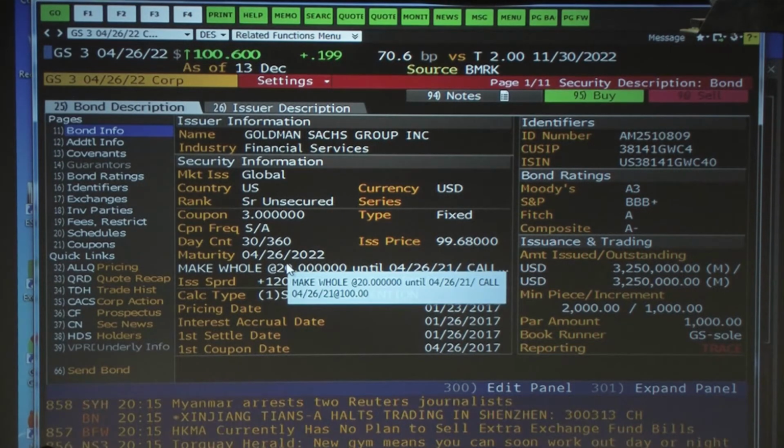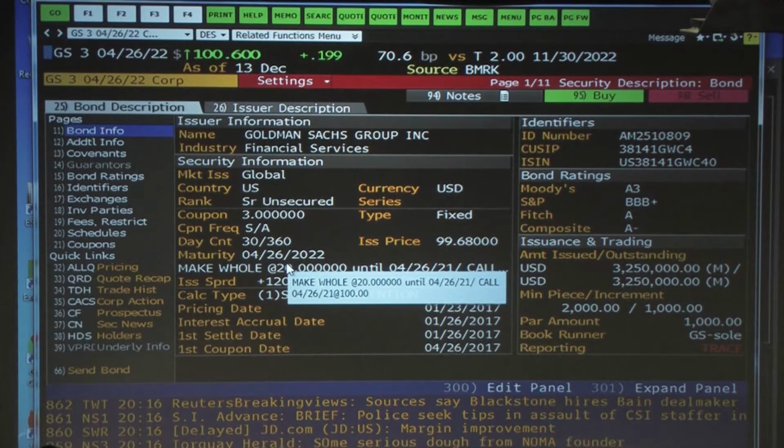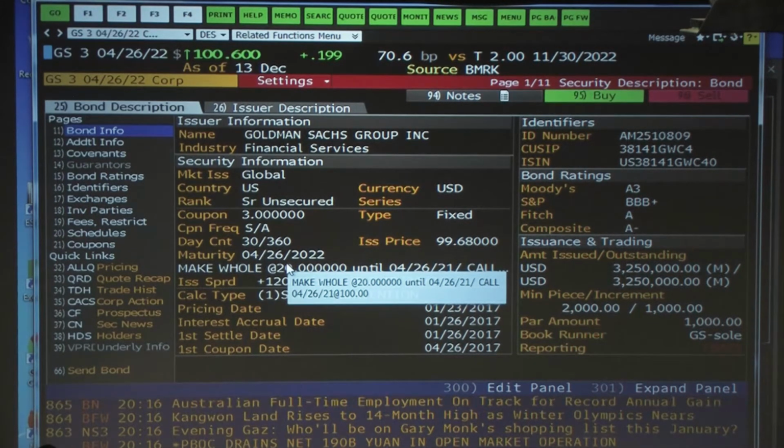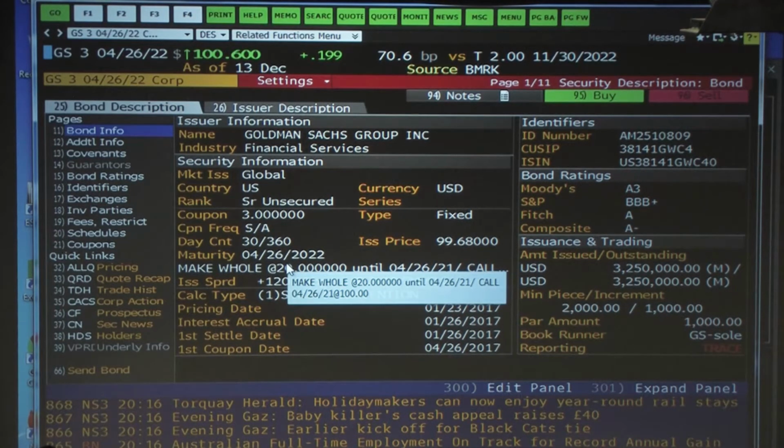Basically, when the bond hits that 2022 date, you're going to get your final interest payment plus the original money you invested. So that's how a fixed income security gives you money. It gives you interest payments over a fixed period of time for a fixed amount. So that's a little bit about a bond.